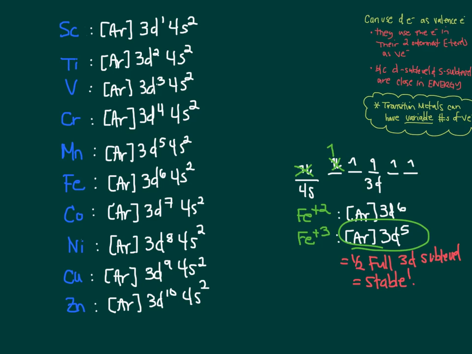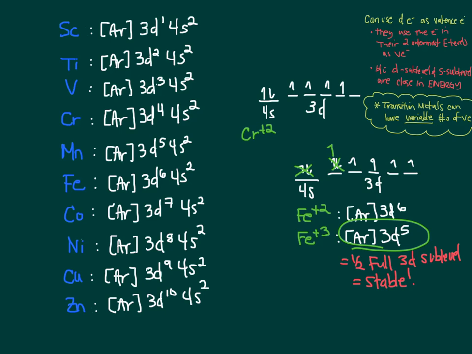Let's talk about chromium here. So if you look at chromium, according to electron configuration, it has 2 electrons in its s and then 4 electrons in its d, and you'll notice there's this open d orbital. So what chromium can do is use these 2 s electrons right here and end up with a +2 charge when it loses those electrons.